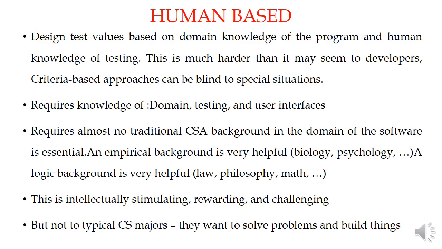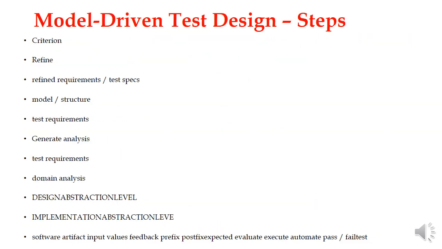Human based: design test values based on the domain knowledge of the program and human knowledge of testing. This is harder than the criteria based one. It requires knowledge of the domain, testing knowledge, and user interface knowledge. It requires almost no traditional CS background. The domain of the software is essential. An empirical background is very helpful, such as biology or psychology. A logical background is also needed, such as law, philosophy or mathematics. This is intellectually stimulating, rewarding and challenging, but not typical to CS.